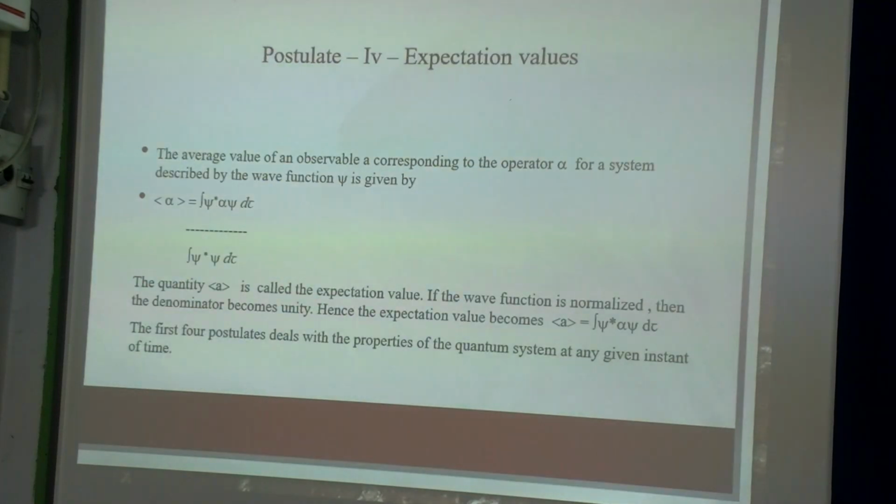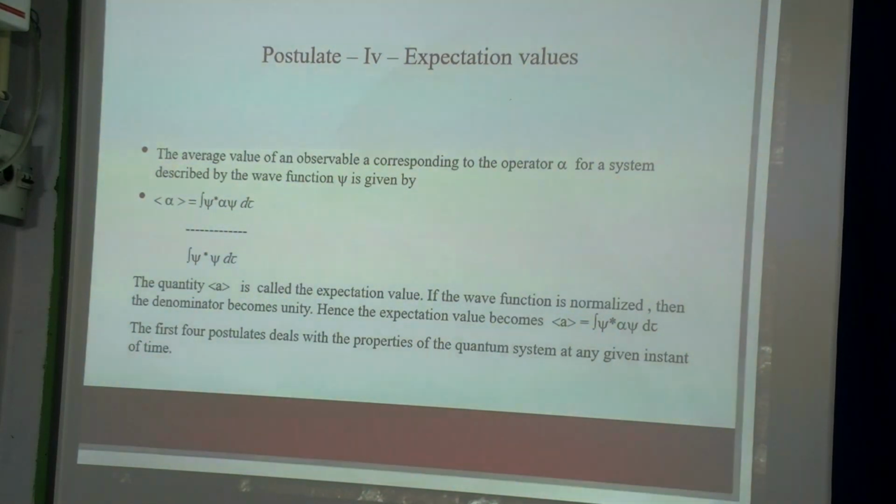Next, postulate 4, which gives the expectation values. The average value of an observable A, corresponding to the operator alpha, for a system described by the wave function psi, is given by the expectation value of A equals integral psi star alpha psi d tau divided by integral psi star psi d tau.